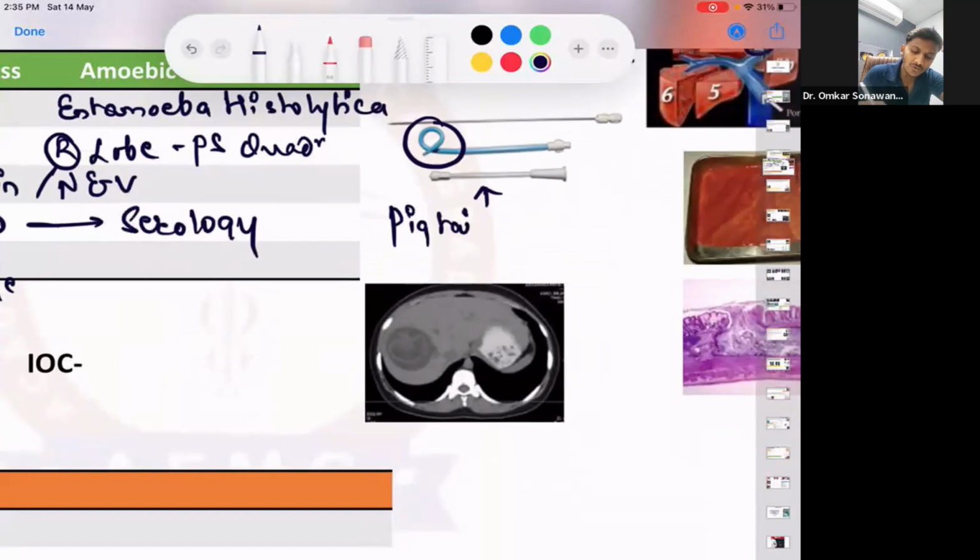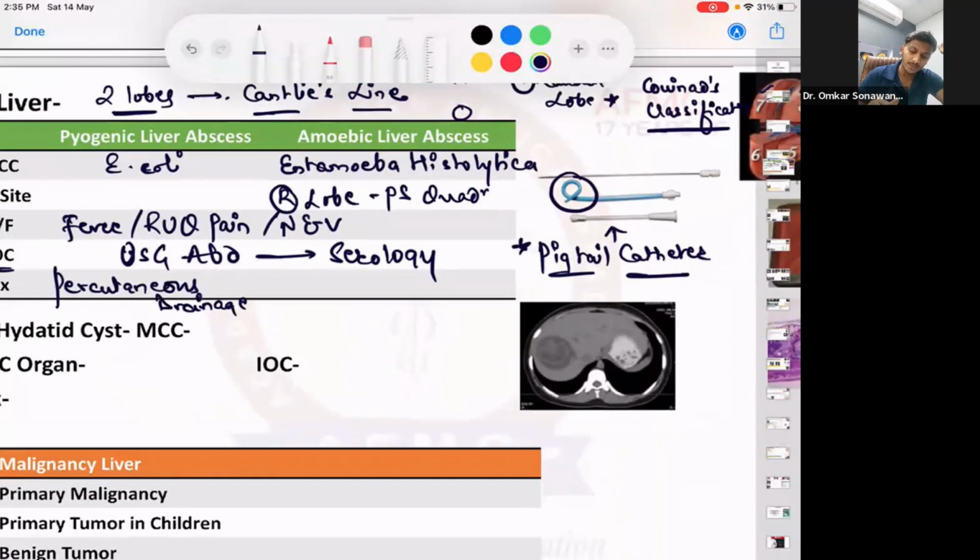Important in surgery, they will also usually ask you about instruments, so please remember. This is what a pigtail catheter looks like. It looks like a pigtail, therefore it is known as a pigtail catheter, and it is used for percutaneous drainage from a liver abscess. No issues with this, remember.